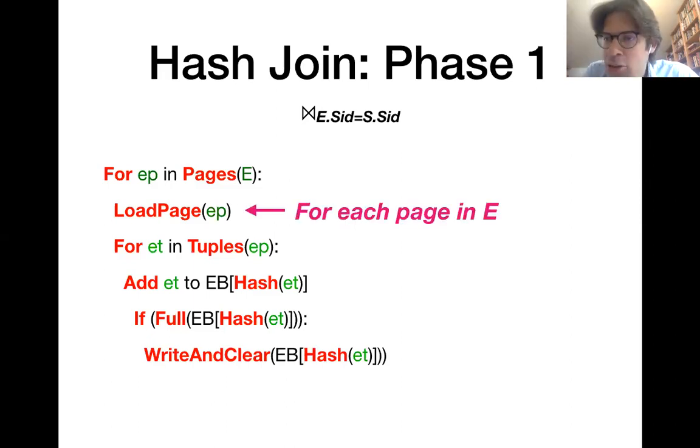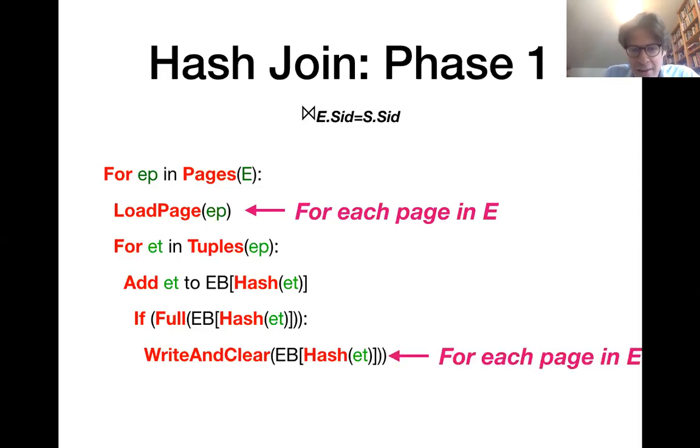So this load page command is invoked once for each page in the enrollment table. And the other one here, the write and clear command, also writes one page to hard disk. So that also costs us something. And since we just partition the data, the size of the input is the same as the size of the output, which means that this one, the second call, is also executed once for each page in the input table.